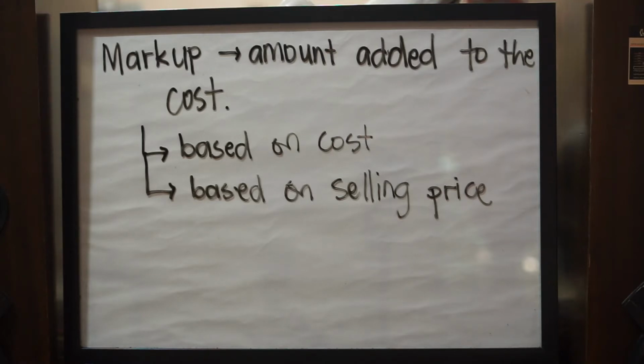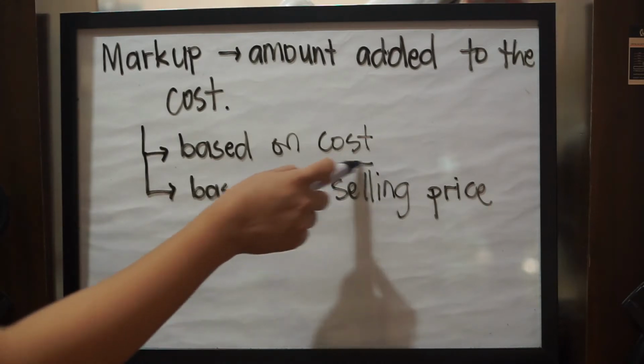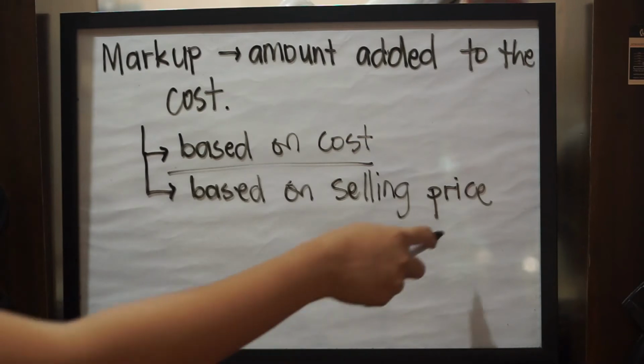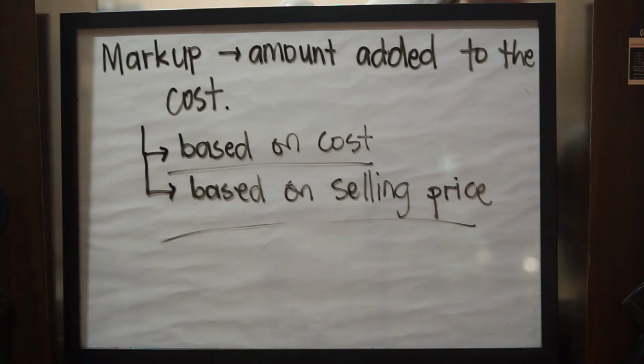So, yung amount na ina-add natin dun sa cost ng isang product is tinatawag na markup. Yung markup na yun yung nagsisilbing profit ng isang entrepreneur. And then, markup can be computed in two ways. The first one is markup based on cost, and the second one is markup based on selling price.